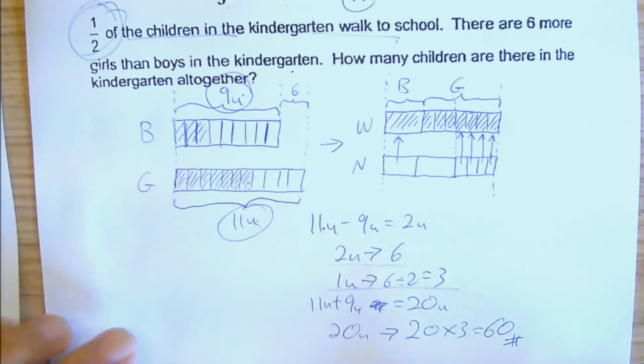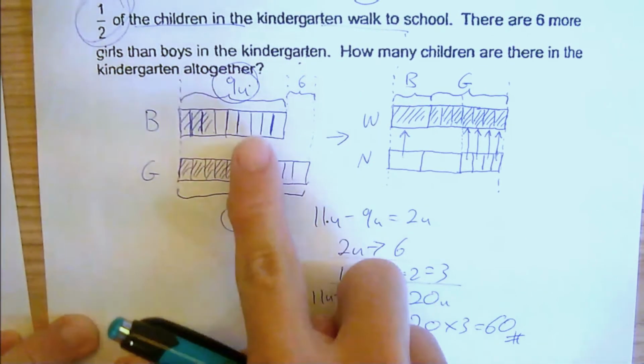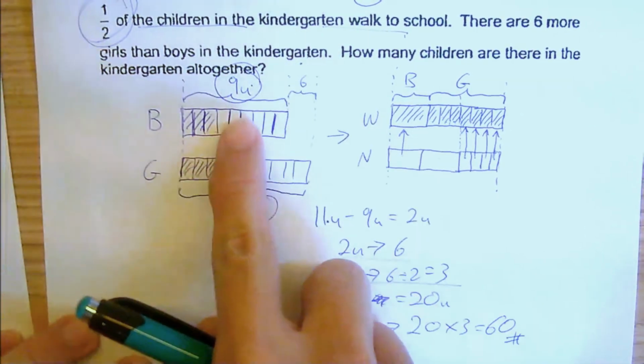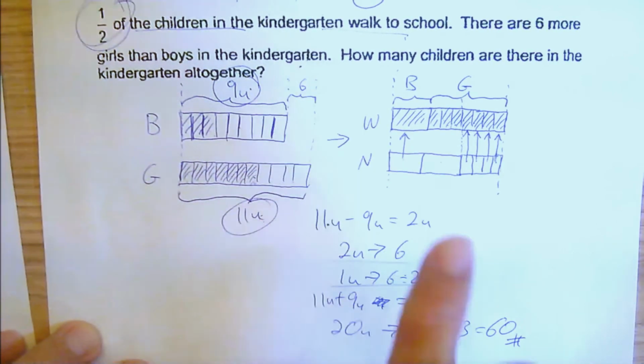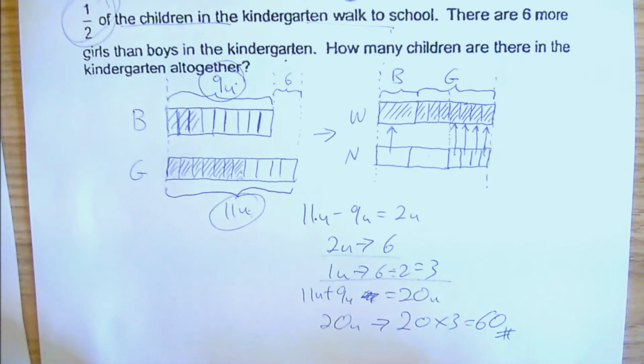So this is the magic of models. From one model, you transit to the other because they're doing different comparisons, boys and girls, walking and non-walking, but they're still using the same units. So it makes it very easy for you to compare. So remember, using the model method for fractions is very helpful for you. Okay, done.